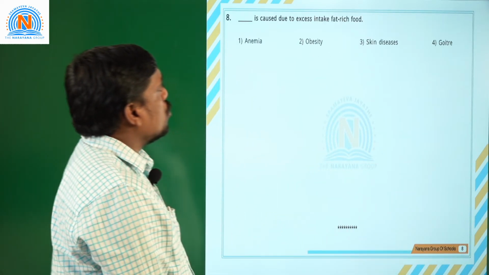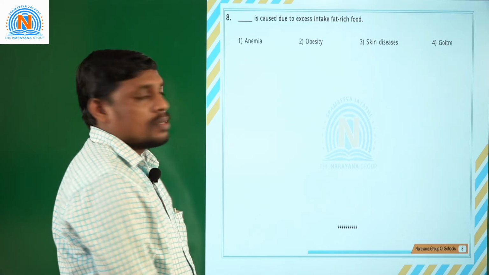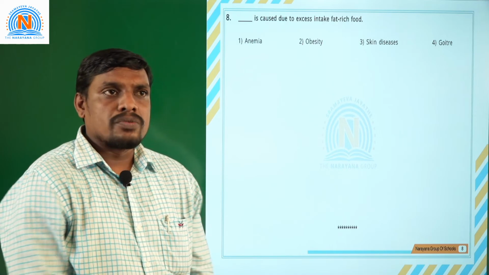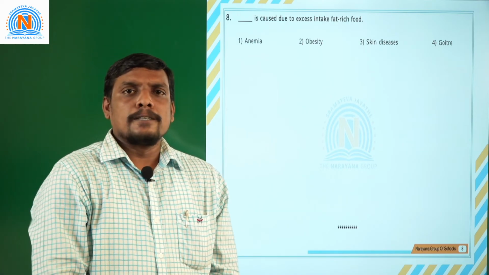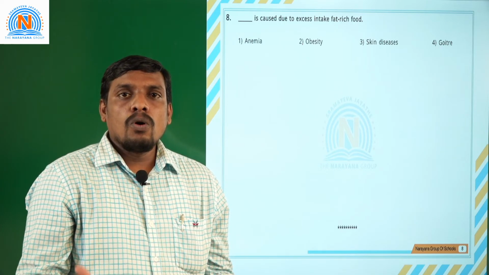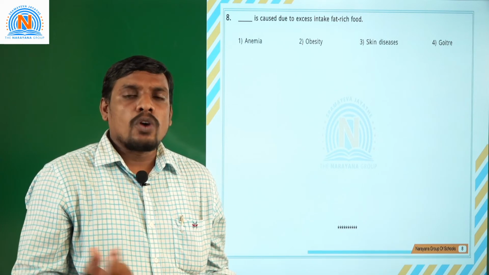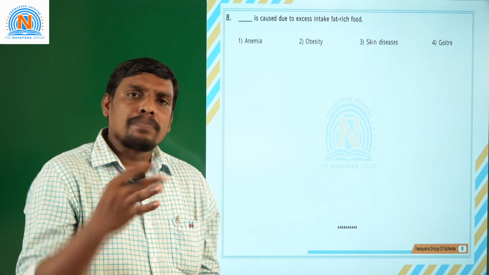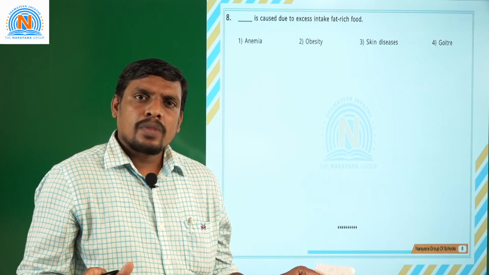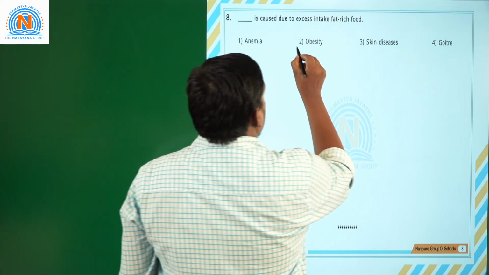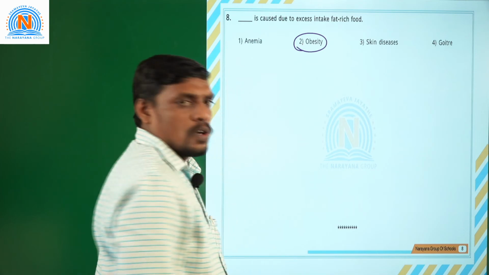Dash is caused due to excess intake of fat-rich food. When you take an excess amount of fat, what kind of disease will you get? Take chicken or mutton. If you eat fatty food like mutton or biryani in excess, what will happen? You will get a disease called obesity. So the second option is the correct one.